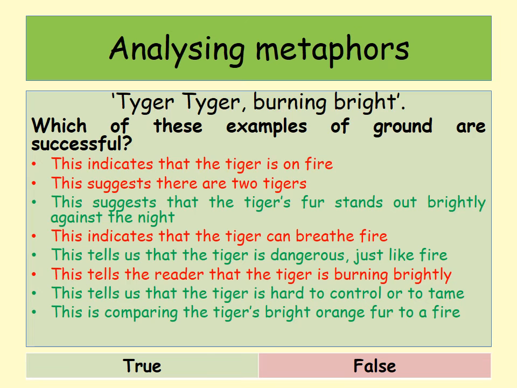So if you have a look at those, ones that are true is that it suggests the tiger's fur stands out brightly against the night. So that's why it says burning bright. It tells us the tiger is dangerous, just like fire. So that's another aspect of the ground within this metaphor. It tells us the tiger is hard to control or to tame. And it also compares the tiger's bright orange fur to a fire. So it helps us to visualize that bright orange fur.